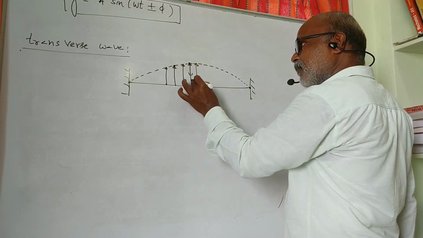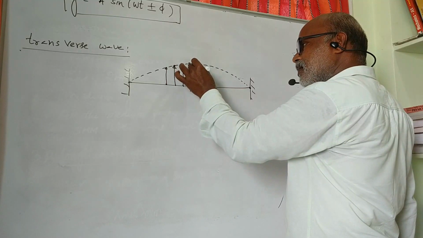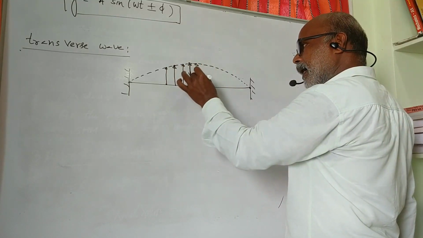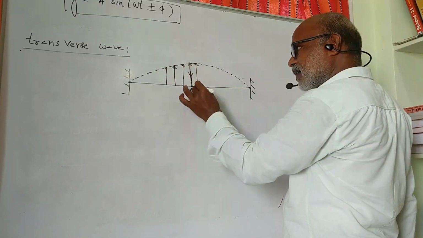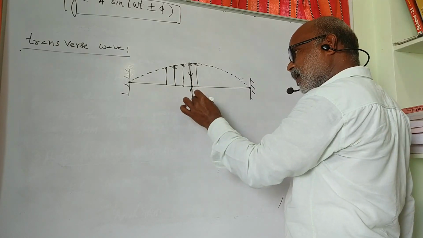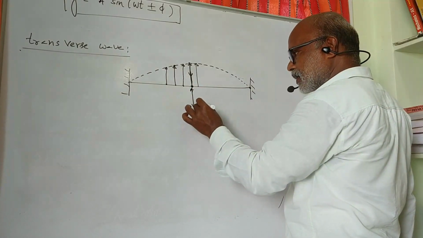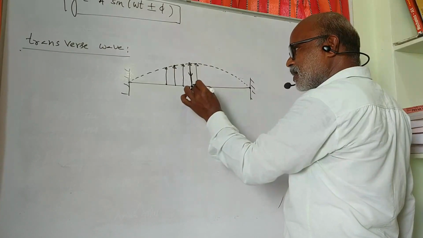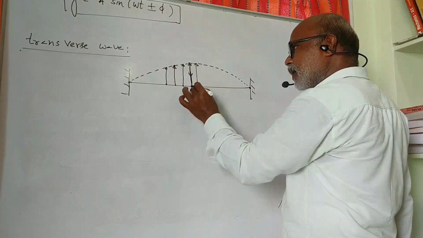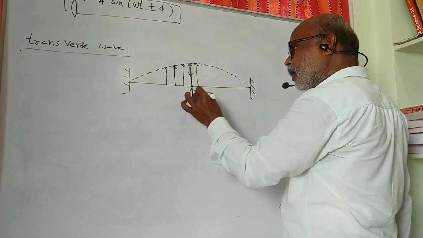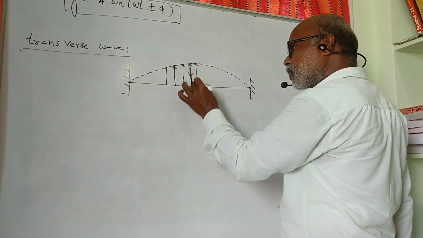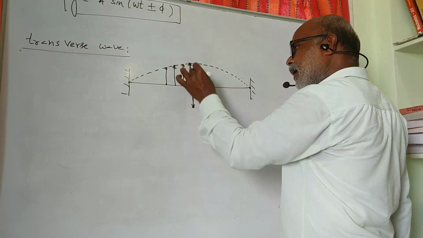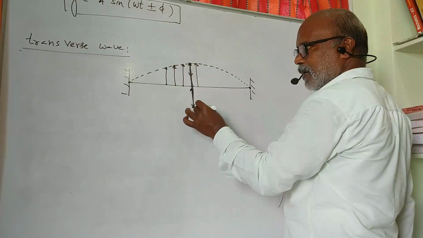Originally it is at A. Now it is stretched to this level. After release, it will move in the backward direction. After reaching this position, its velocity becomes maximum. Then it will move down and reach the other extreme position. If you see, this particle is moving up and down. This becomes the mean position, this becomes the positive extreme end, and this becomes the negative extreme end.